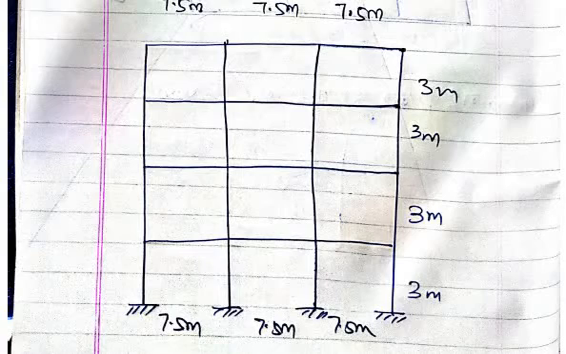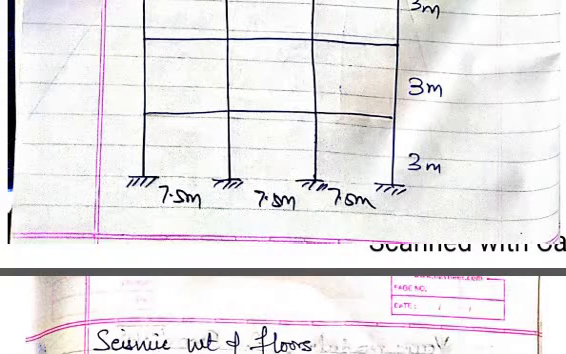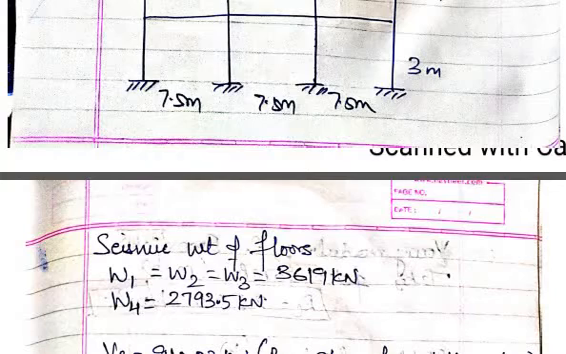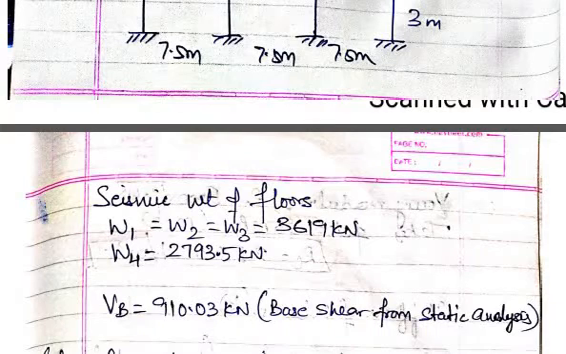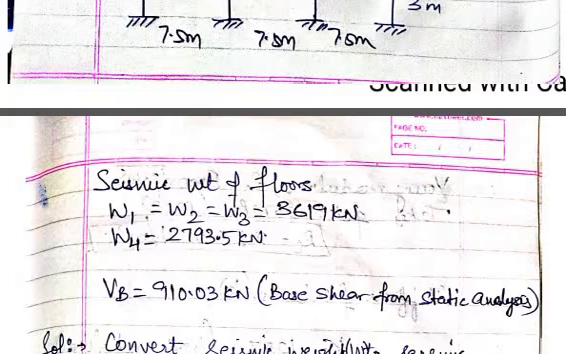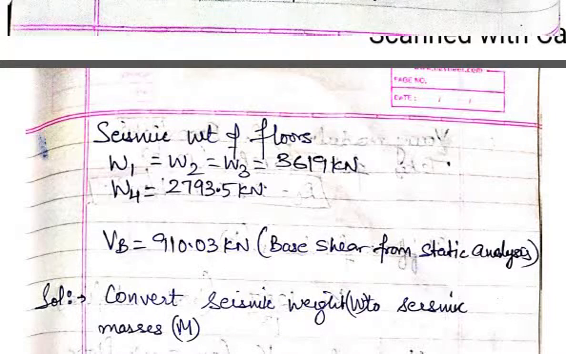Now in this numerical, I have already given you the seismic weight of the floors, which means you do not need to calculate the seismic weight of the floors. The seismic weights of the floors are W1 equal to W2 equal to W3 equal to 3619, and W4, that is of the roof, is 2793.5. The value of VB is 910.03 kilonewton as calculated in the static analysis, or base shear from the static analysis.